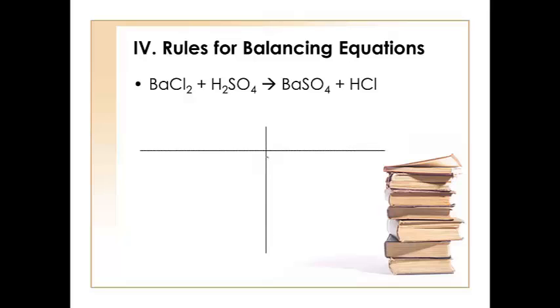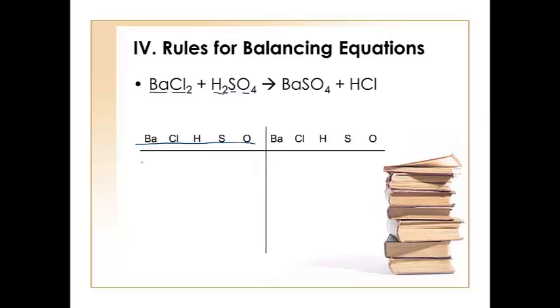First thing, draw out a little T-table. Then list all the elements that you see on the left side in the order that you see them. So we see barium, then chlorine, then hydrogen, sulfur, then oxygen. On the right side, even though they don't appear in the same order, list them in the exact same order: Ba, Cl, H, S, O, same as on the left side.